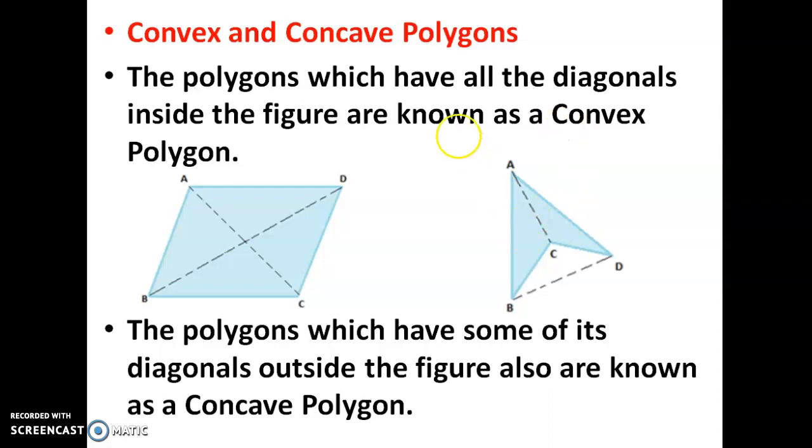You have two diagonals, joining non-consecutive vertices. So this and this are non-consecutive vertices, so you can join them. And this and this are non-consecutive vertices, you can join them. So one of its diagonals is outside the figure. So this diagonal is outside the figure. Then this polygon is called a concave polygon. Convex means all diagonals inside. Concave means any of the diagonals is outside the figure.